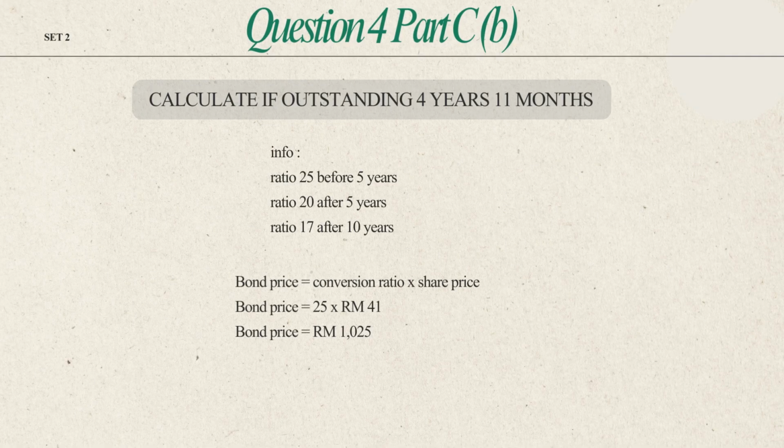For our next question, part C, question B, we need to calculate if the bond is outstanding for 4 years 11 months. The info given is the ratio is 25 before 5 years, ratio 20 after 5 years, ratio 17 after 10 years. Because this question is 4 years 11 months, which is less than 5 years, the ratio that we will use is 25. So the formula of the bond price is conversion ratio times the share price. The ratio we will use is 25, and the share price is 41 ringgit. So the bond price is 1,025 ringgit Malaysia.